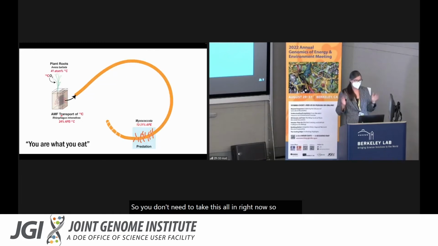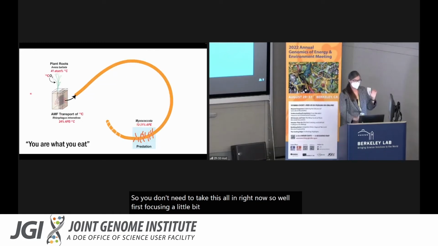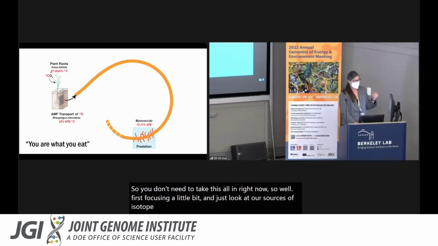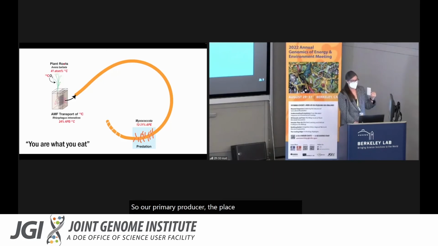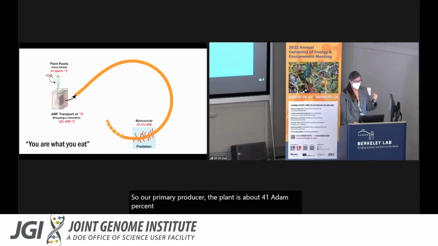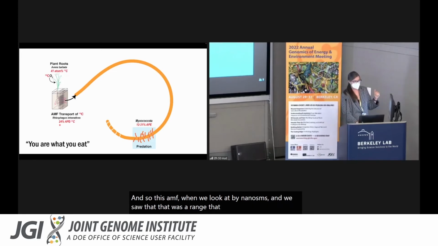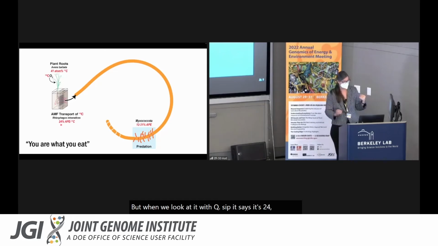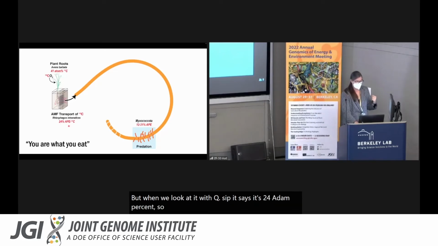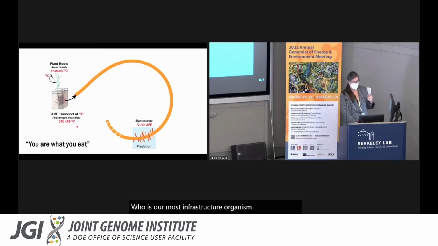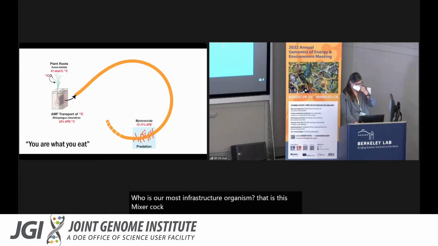So we'll first focus in a little bit and just look at our sources of isotope. Our primary producer, the plant, is about 41 atom percent. And for the AMF, when we looked at it by NanoSIMS, we saw a range that includes that number. But when we look at it with qSIP, it says it's 24 atom percent. Now we're going to look at who our most enriched organism is. That is this Myxococcota group, and it's a little bit higher than this 24 atom percent.